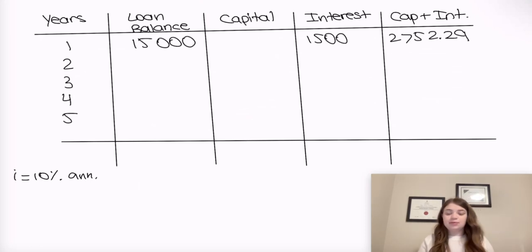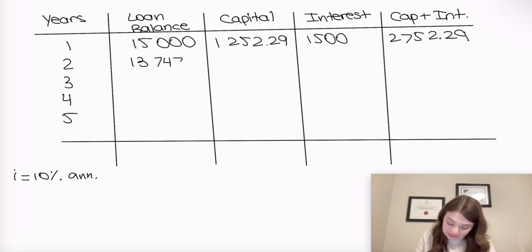$2,752.29 minus the amount that we gave away for interest, the $1,500. That means we paid down $1,252.29 of capital that year. So now I'm just going to subtract that from the overall loan balance because that's money that we no longer owe. And so therefore the new loan balance at year 2 is $13,747.71.